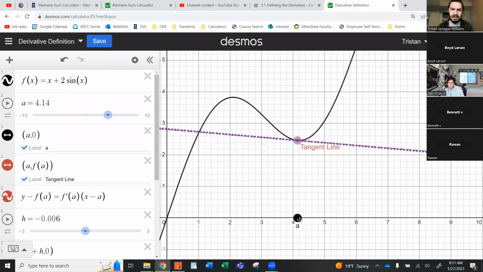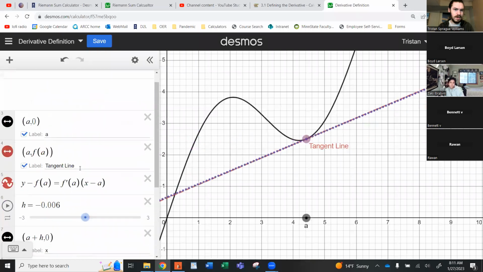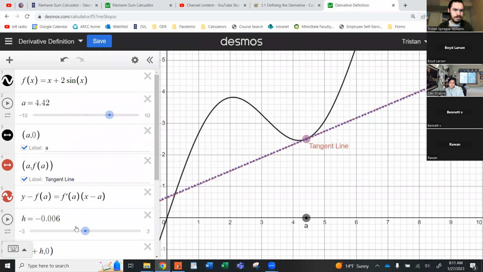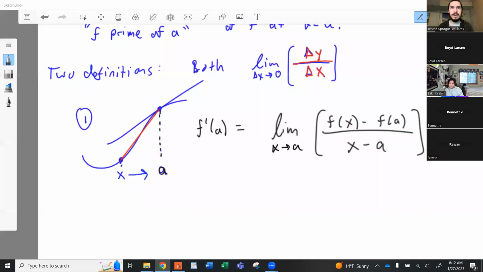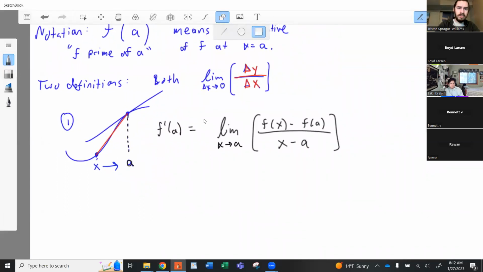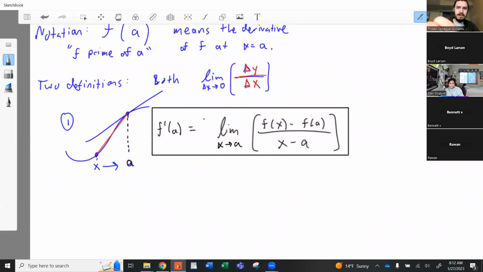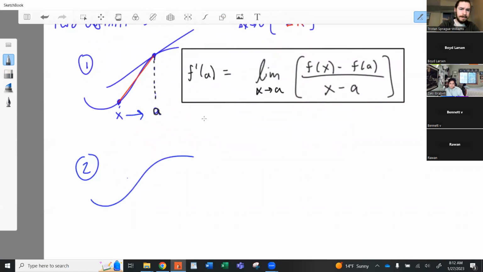But I just wanted to point out, like, that's what this is here. This is coming at it from that idea of you got your x and you got your a, and the x is approaching a. All right. So that's one way to define f prime of a, right? The derivative of a function at a specific point. The other way to do it is a little bit different.